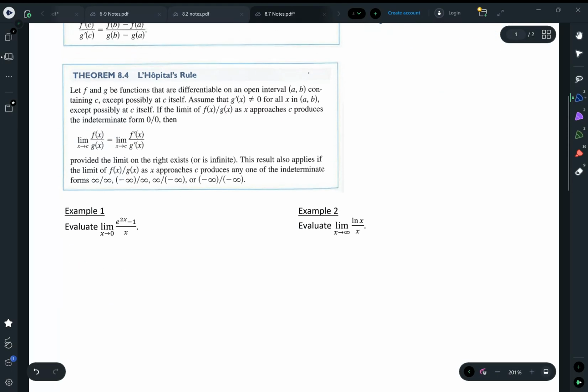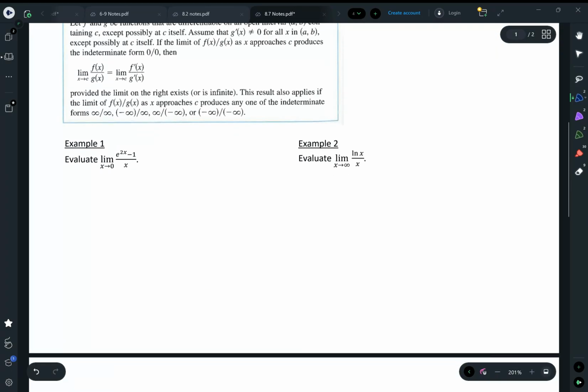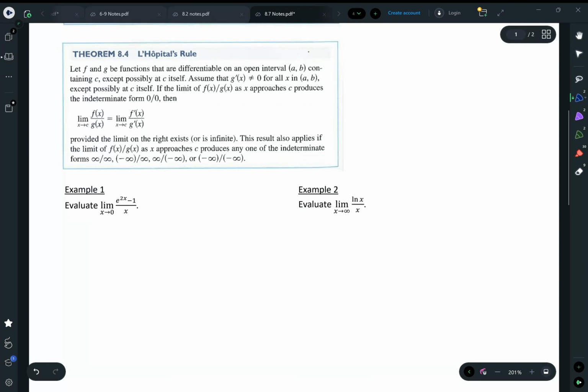Okay, so putting this all together. L'Hopital's basically says if I am trying to find the limit of a function, the function has a numerator and denominator, remember, and it's indeterminate.